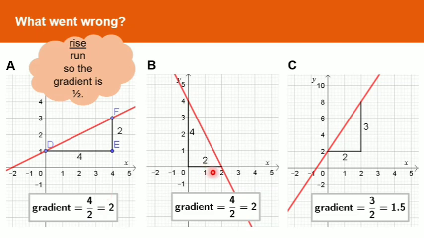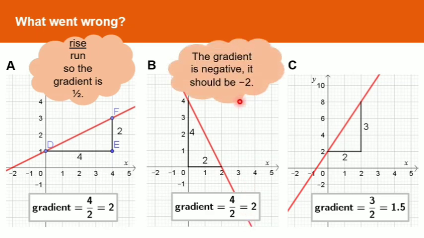What is the gradient of line B? Can you guess? If you remember Mr. Slope, you can directly spot that this is wrong, because when the line goes in this direction, the answer has to be negative. Then why is it negative 2?